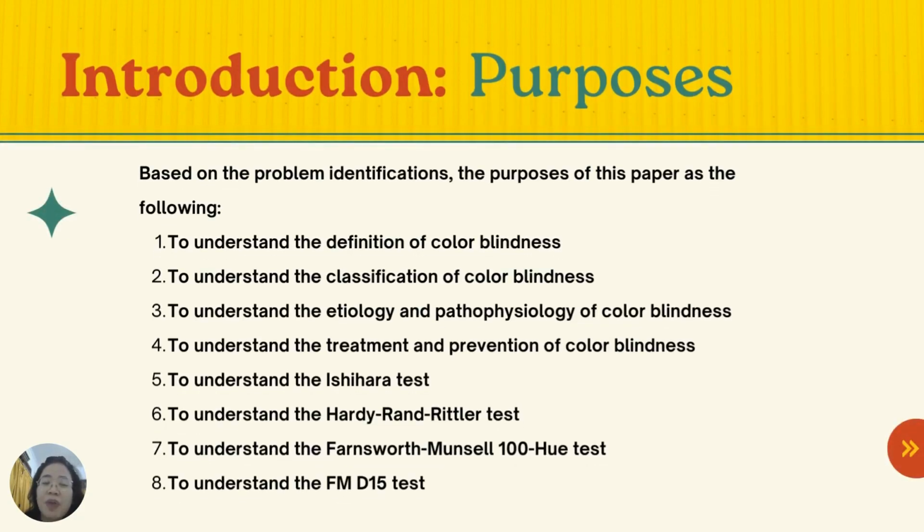Based on the problem identification, the purpose of this paper is as follows: to understand the definition of color blindness, classification of color blindness, etiology and pathophysiology of color blindness, treatment and prevention of color blindness, and to understand the Ishihara test, Hardy-Rand-Rittler test, Farnsworth-Munsell 100 hue test, and the FM D-15 test.